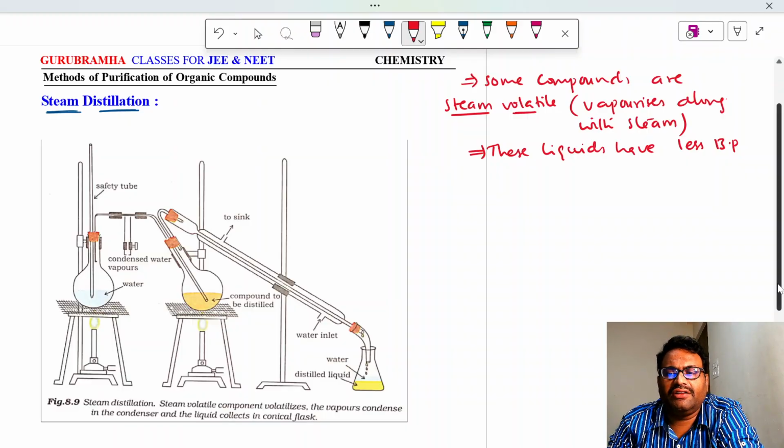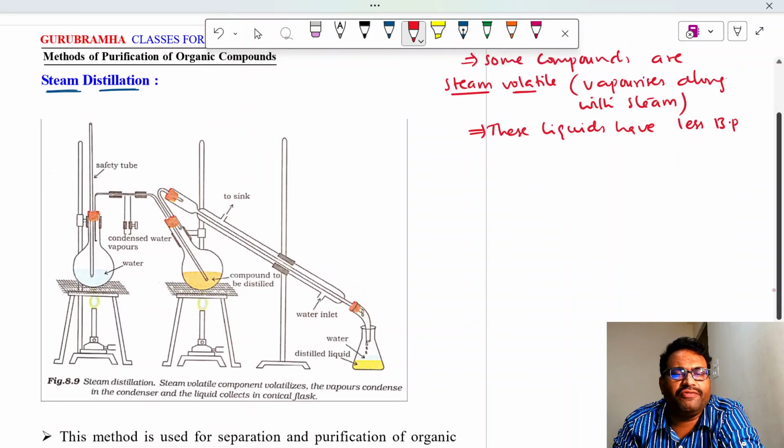Now let us see the apparatus given for the purification by steam distillation. Here is water. You are heating water. The water is converted into water vapors. They are moving through this. Here you are having the compound which is to be distilled. So now the steam comes into this. Steam is having high temperature. So along with the steam, the compound will vaporize.